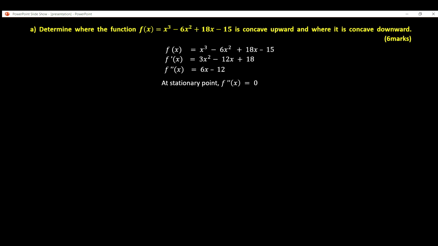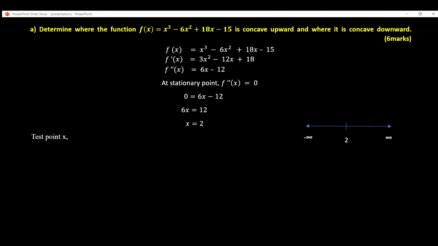At the stationary point, the second derivative of the function is equal to 0. So we set the second derivative equal to 0. So 6x minus 12 is equal to 0, and 6x is equal to 12, x equal to 2. So we can know that the critical point of the function is 2. Now we plot this critical point on a number line and create a sign chart.